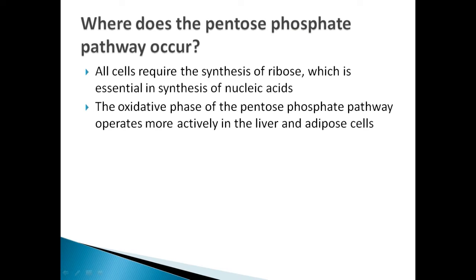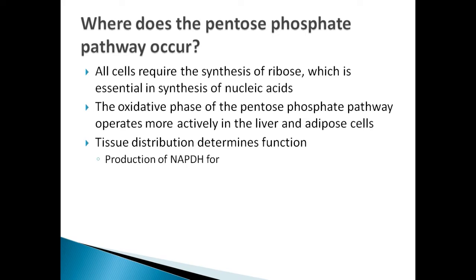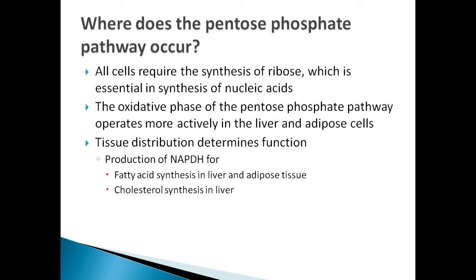of the pentose phosphate pathway operates more actively in certain cells than in others. In other words, it's more active in, for example, the liver and adipose tissues. So it is tissue distribution that quite often determines the function of the pentose phosphate pathway. In other words, why the NADPH has to be produced and at what level it has to be produced within a specific cell. So the production of NADPH for fatty acid synthesis in the liver and adipose tissues is more important in those tissues than in other cells, so those cells would require more NADPH for those reasons.